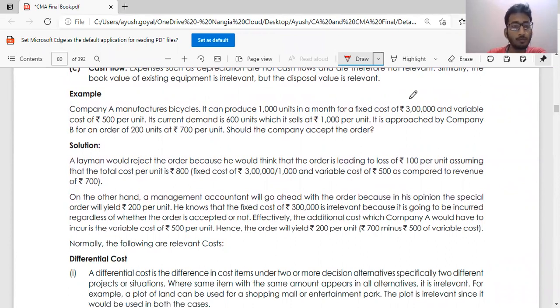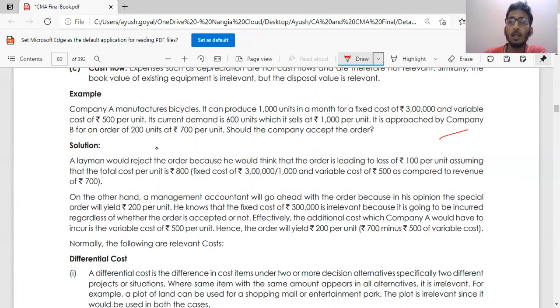Just a second. So company A manufactures bicycles. It can produce 1,000 units in a month for a fixed cost of 3 lakh rupees and variable cost of 500 per unit. The current demand is 600 units, which it sells at 1,000 per unit. It is approached by company B for an order of 200 units at 700 per unit. Should the company accept the order? Now, you guys just tell me, should the company accept the order?